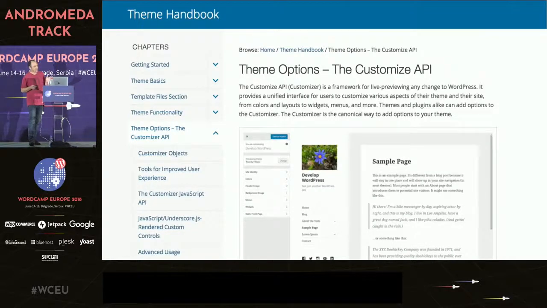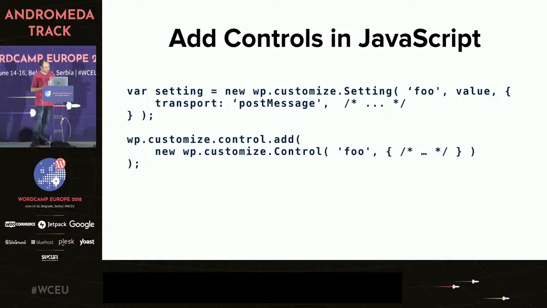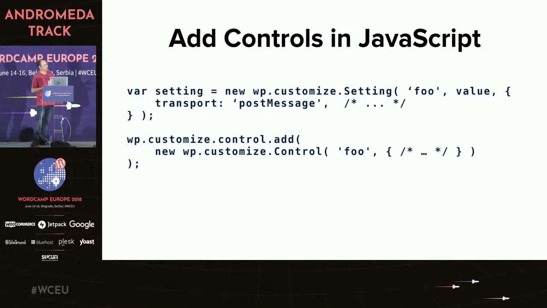The customizer APIs are very well documented. There's this whole section of the handbook. So that's a great place to start if you want to get into using JavaScript in the customizer. It looks very similar to the PHP calls. The PHP API and the JavaScript API essentially mirror each other.